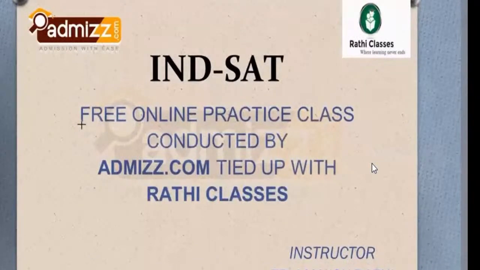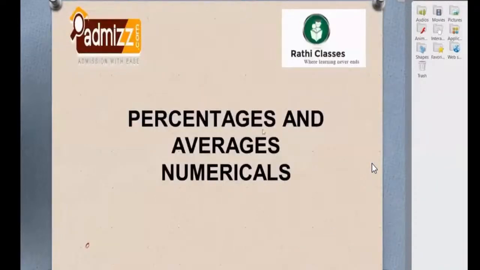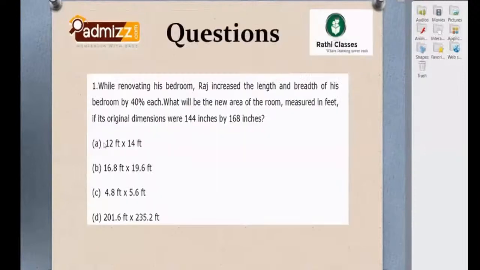Practice class which is conducted by admins tied up with Rathi classes. So today we'll be dealing with some of the aptitude problems based on quant. So let's start with percentages and average numericals. Our aim would be, without using a calculator or paper and pen, to try to solve and get the solution for each of these questions. So in question number 1, first and foremost, you need to read the question very carefully. While renovating his bedroom, Raj increased the length and breadth of his bedroom by 40%. What will be the new area of the room if it's original?